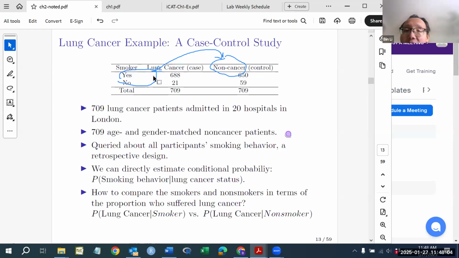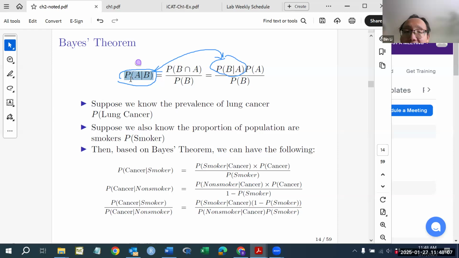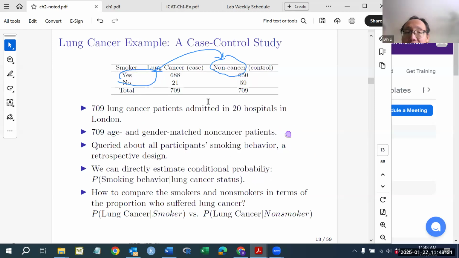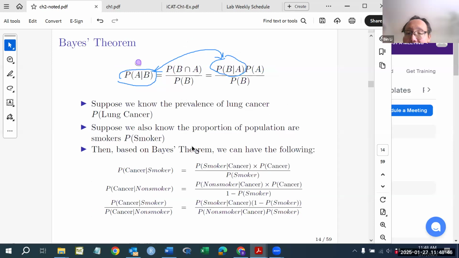Directly from the table. Okay, so what we can do is we can estimate this one through this. This we can estimate, right? So the probability of having cancer among the smokers is equivalent to what? Based on the Bayes theorem, it is the probability of a smoker given the cancer. That we can directly estimate from that table, right? So given the lung cancer, the proportion of the subjects that are smokers is 688 divided by 709, right? That can be estimated.